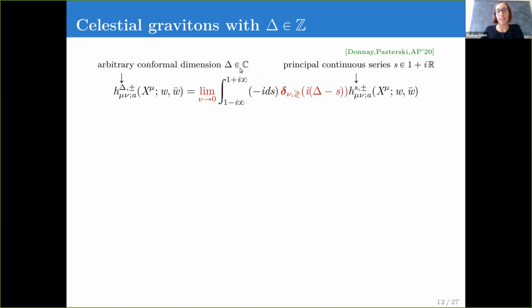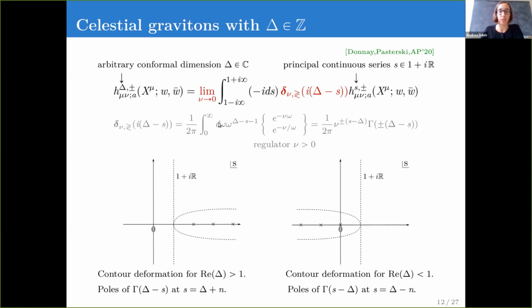So in this contour integral, there's this boldface delta denoted in red, and this corresponds to a regulated version of a distribution that is generalized to the complex plane. When the real part of delta lies on the principal series, so on this contour, then this distribution just reduces to the ordinary Dirac delta function, and this equality is just trivial. When the real part of delta lies to the left or to the right of the principal series, then we can use a regulated version of this distribution, which is given by the Mellin transform of an exponential. And that has the well-known result that it's given by the gamma function. And nu here is a regulator that we will take to 0 in the end.